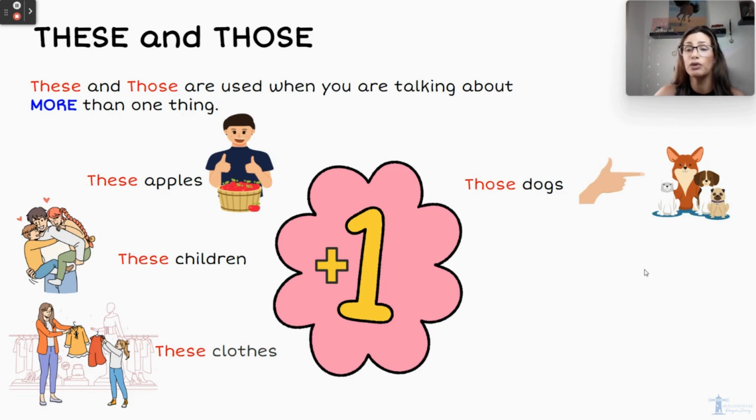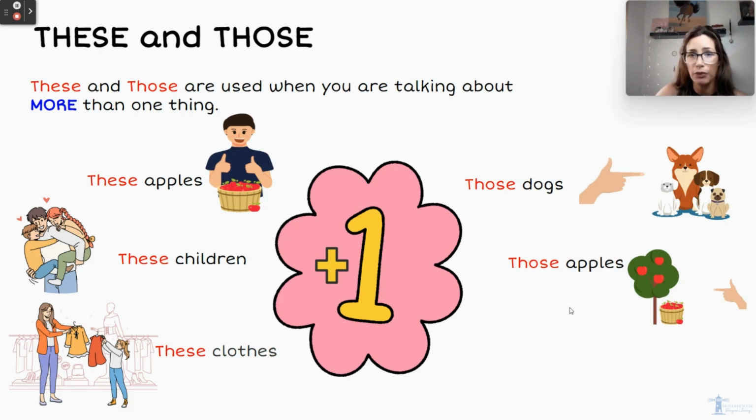As opposed to those dogs. Those dogs. Again, more than one. There isn't one dog. In this picture, there are four. So there's more than one dog, which is why we use those. And the reason we don't use these dogs is probably because they're not that close, right? They're not that close, so close that you could touch them. If they were close enough to where you could touch them, you could use these dogs. Those apples.